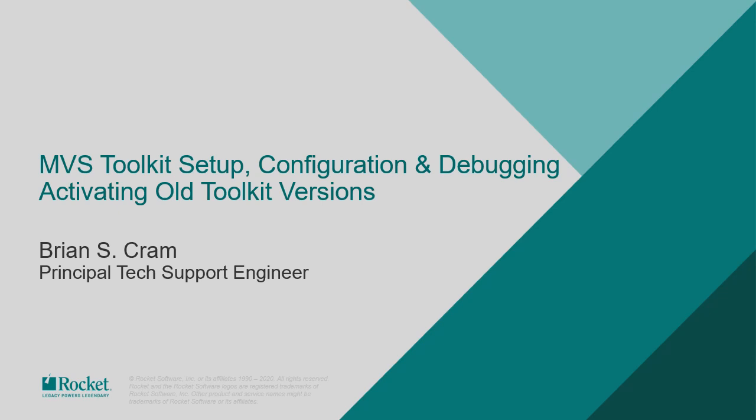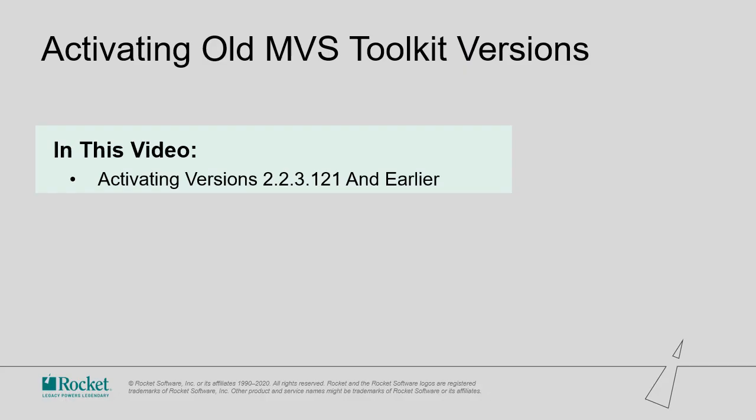This is the 12th video in a series showing how to set up, configure, test, and debug the MVS Toolkit. In this video, we'll cover how to activate an older version of the MVS Toolkit, specifically 2.2.2 and earlier. Note that this subject matter is primarily for Rocket personnel, but if you're a partner or end user, it's still a good idea to have some understanding of this process, as it will probably help the support person help you.